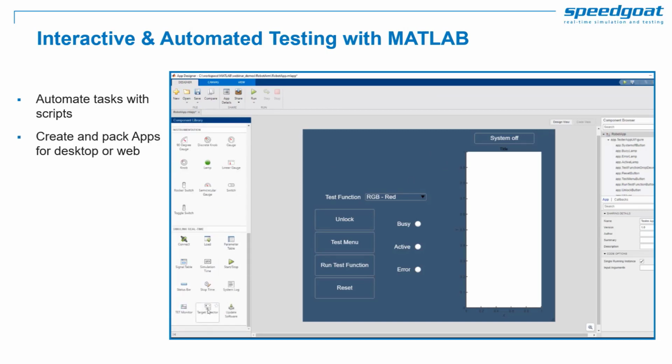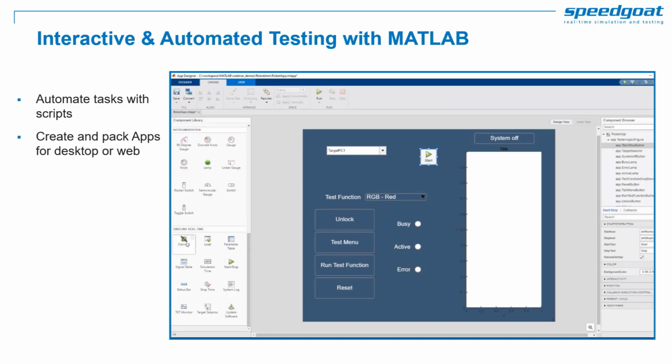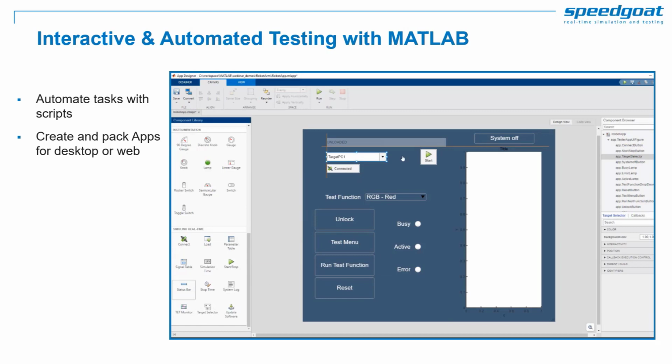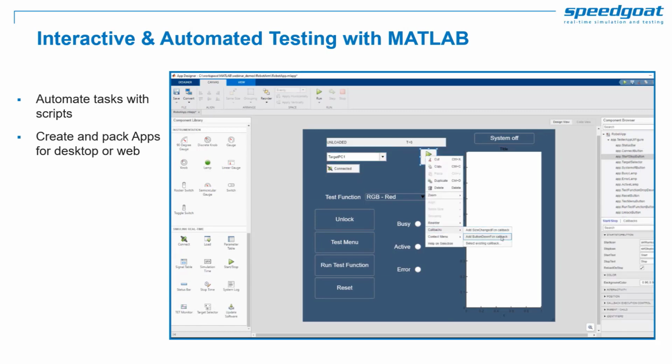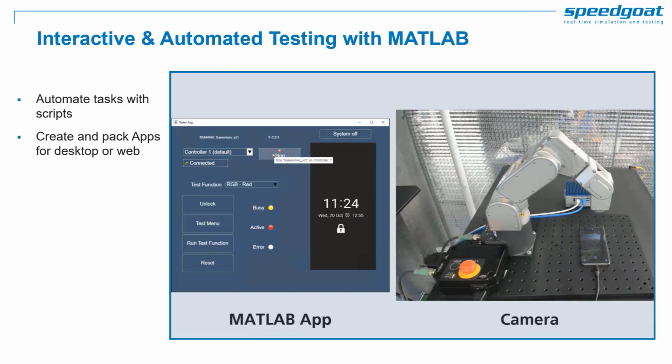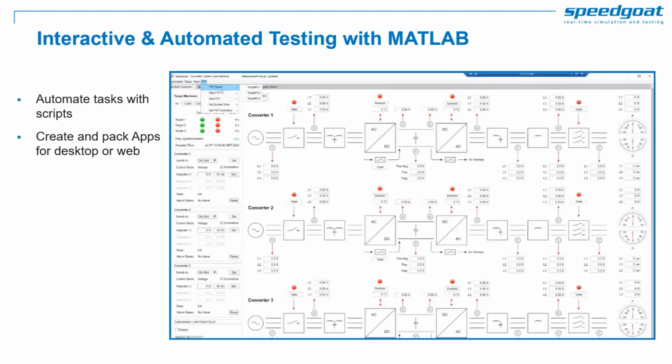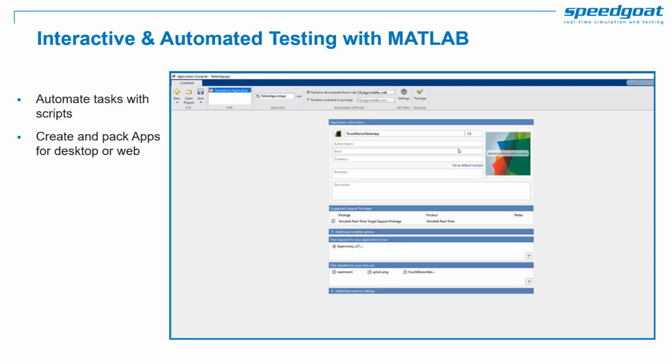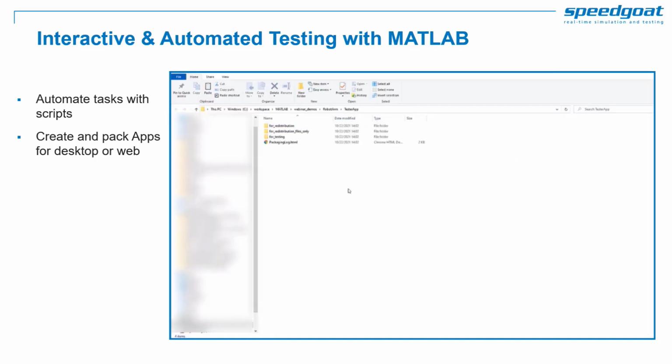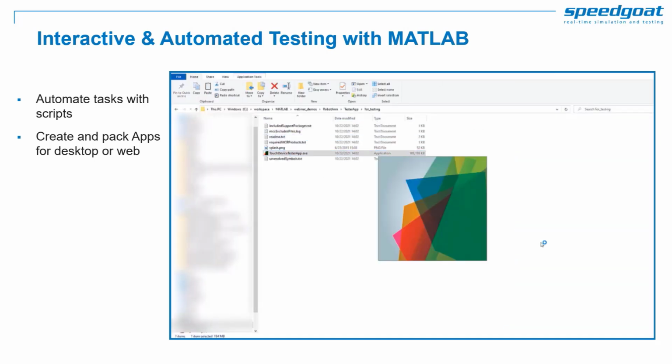You can also open access to your real-time application for non-Simulink users with custom apps created with MATLAB App Designer. Here we see an example of an app we created to instrument a manipulator robot, and another example that was created to support HIL testing of a large power electronics setup. With the help of MATLAB Compiler, you can pack these apps as standalone desktop apps that you share royalty-free with your test engineers.